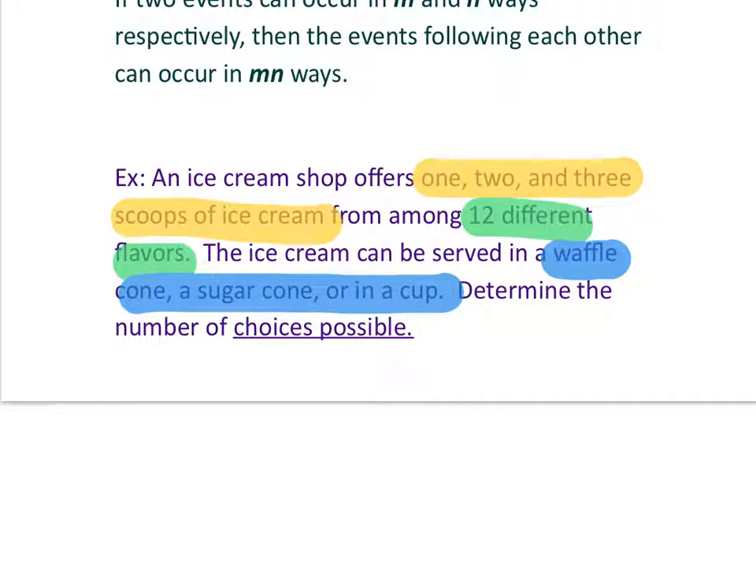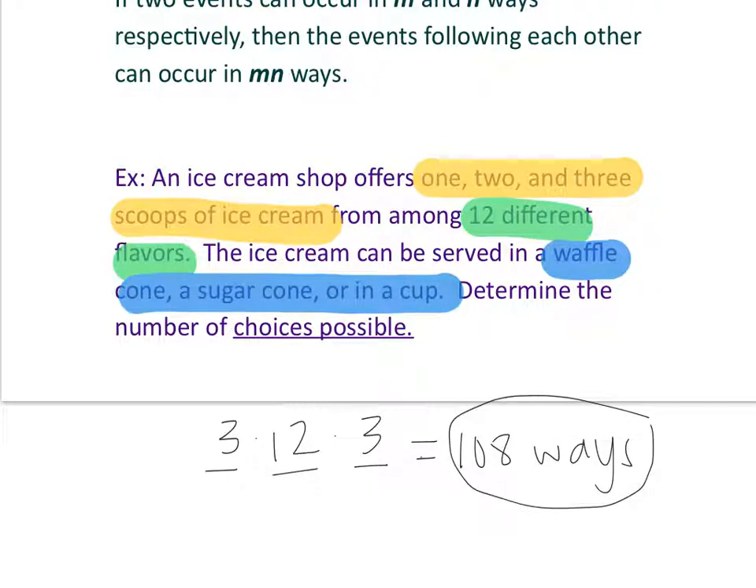So I've highlighted a few of the important things we need to look at. We can have 1, 2, or 3 scoops of ice cream, so that's 3 different possible choices. We can have 12 different flavors, so I can write down 12. And then I can either have a waffle cone, sugar cone, or a cup, so that would be 3 different ways to serve it. So I'm going to multiply the 3 different scoops of ice cream times the 12 different flavors times the 3 ways to serve that ice cream, which is a total of 108 different choices or different ways to order ice cream.